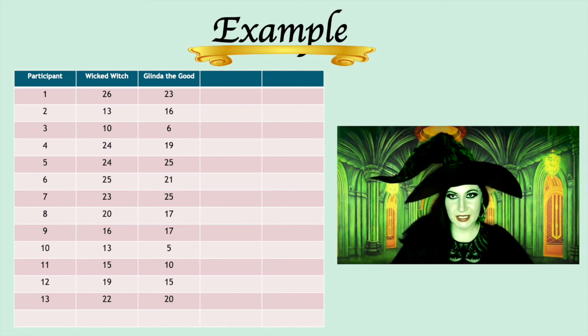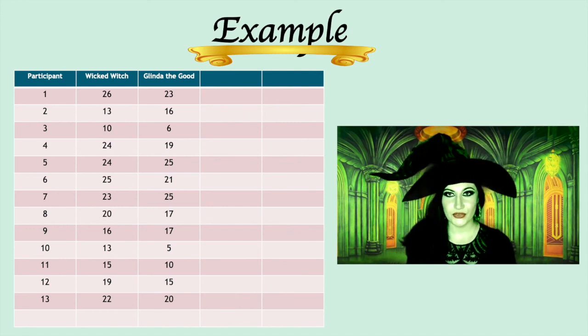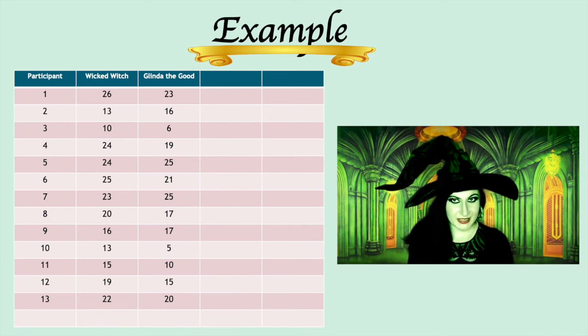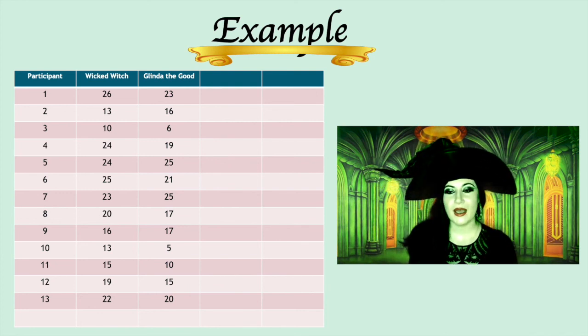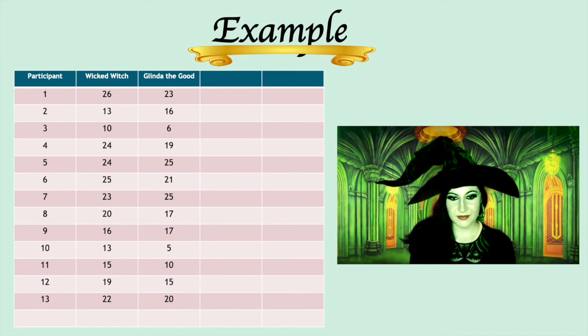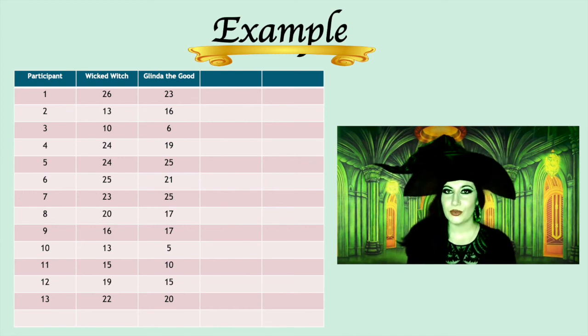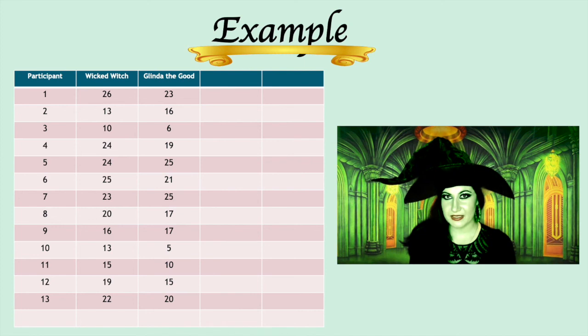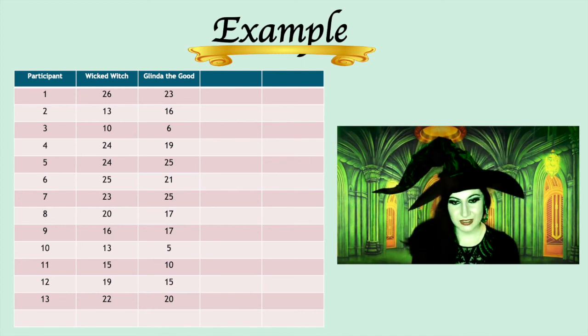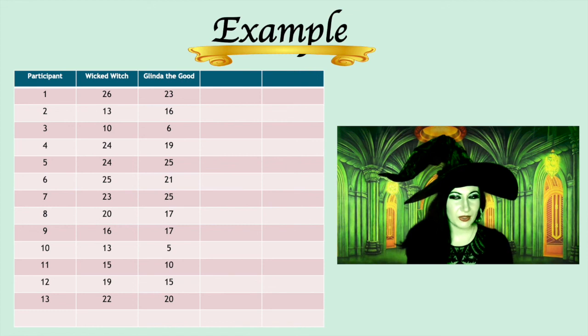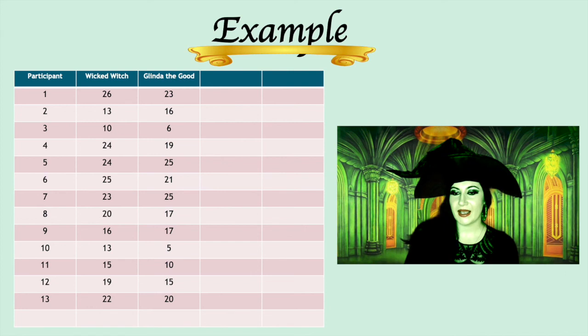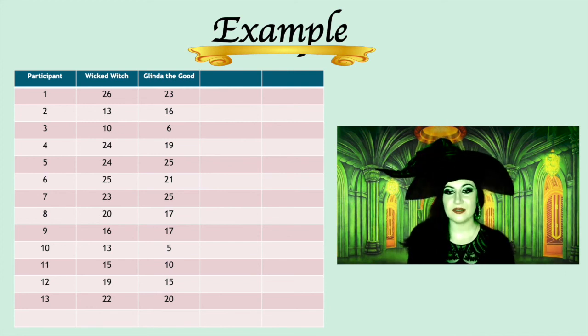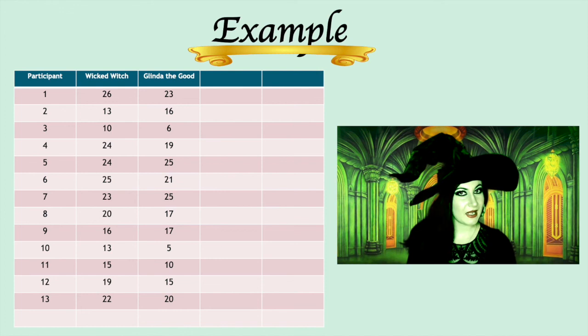So here we can see the data that's been collected by the wizard. 13 participants listened to both my speech and Glinda's speech about our visions for the future of Oz. The numbers that we see here represent the ratings that the participants gave to each of our speeches. So if we think about it, we can see that 13 participants listened to both speeches. In other words, they were exposed to the same thing at different times. So the question I have for you is: is this an independent or dependent samples design, and how would you know?